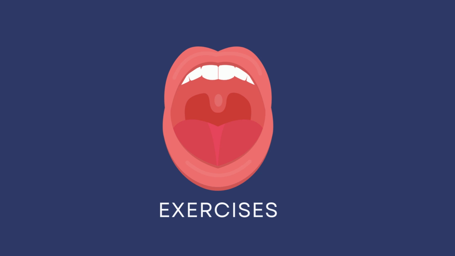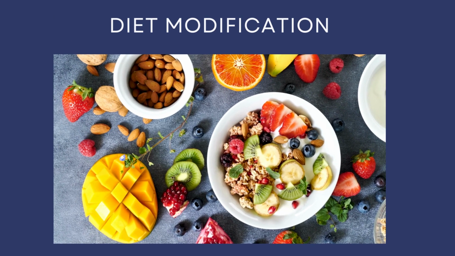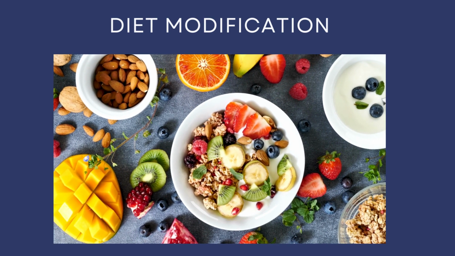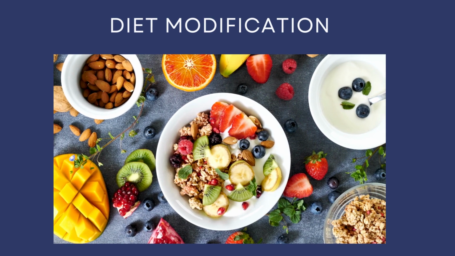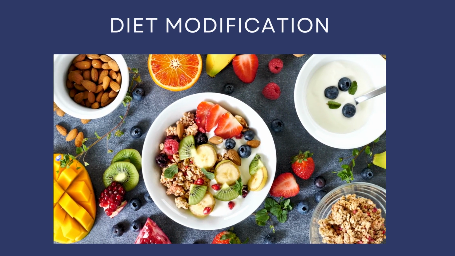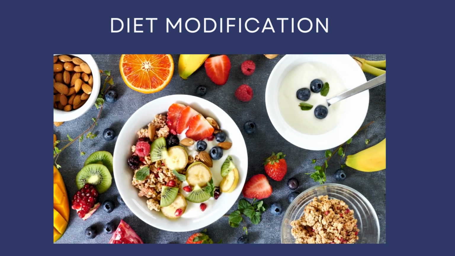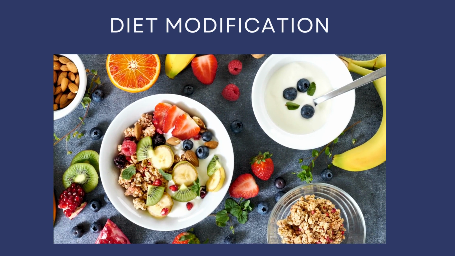Diet modifications. In some cases, the SLP may recommend changes to the patient's diet to make swallowing easier and safer. This may include thickening liquids to reduce the risk of aspiration, chopping or pureeing solid foods to make them easier to swallow, and avoiding certain foods that are difficult to swallow.